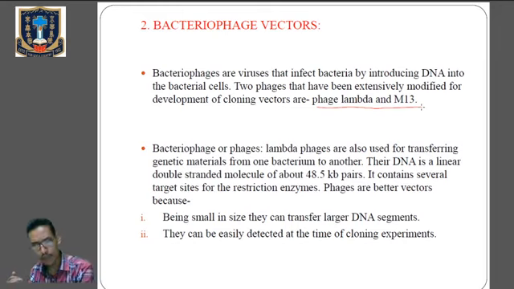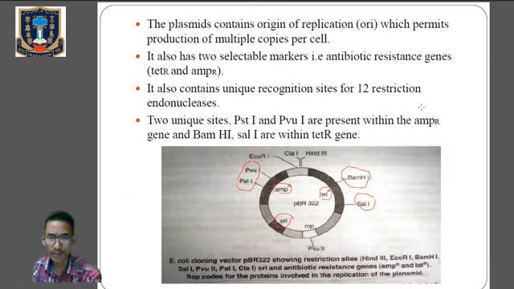First, you will go through the plasmids, and in plasmids you will go through the structure of the vector PBR322. We have got the ORI site, we have got the ampicillin and tetracycline resistance sites which act as selectable markers. Then they have got a few unique recognition sites. So that diagram is very important. You will go through this diagram.